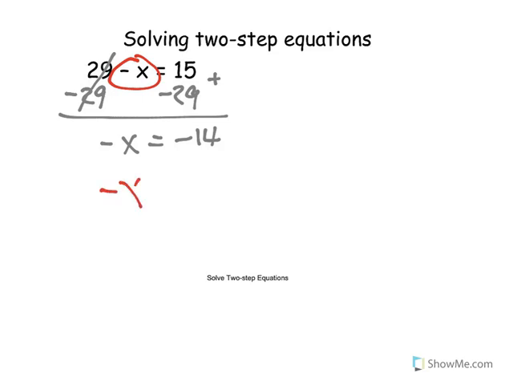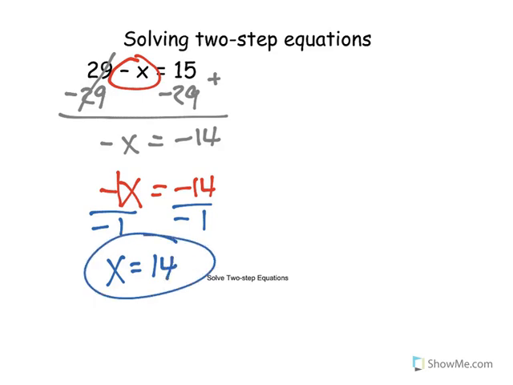We should say negative x is really negative 1x. Meaning I need to divide or multiply, but typically we divide both sides by negative 1. And that's going to give me 14. And the check, I mean, just look at it. 29 minus 14 is 15. It should be very obvious.